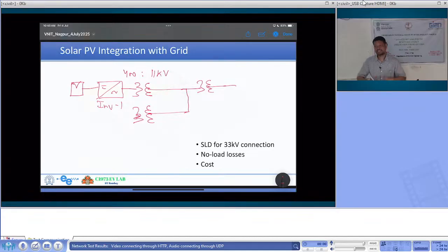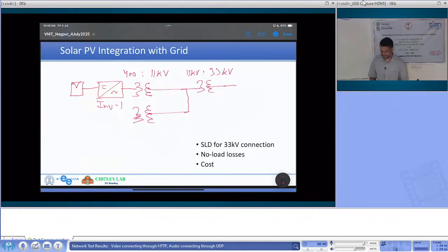right? If it's an even bigger plant, a bigger solar plant, then the 11 kVs would be gathered together and further stepped up to 33 kV, or maybe even higher voltages, 130 kV or something like that, right? 220 kV maybe. But typically this is what happens, at least in the solar farms which I have seen.